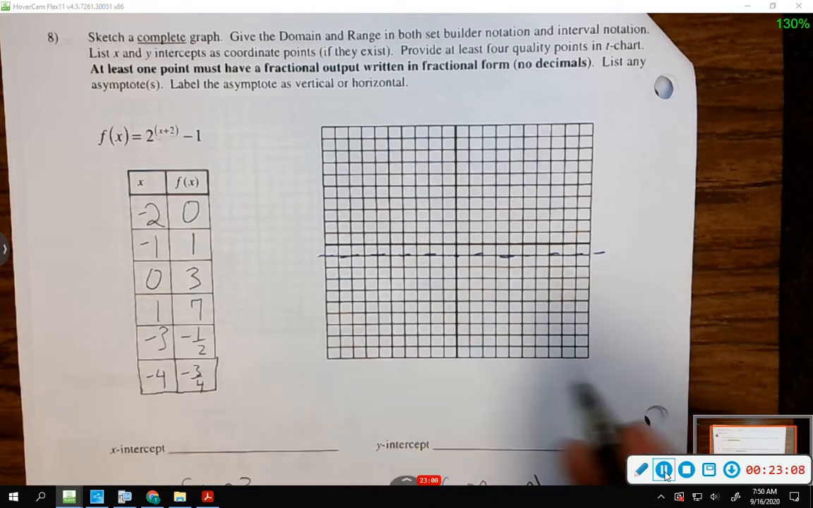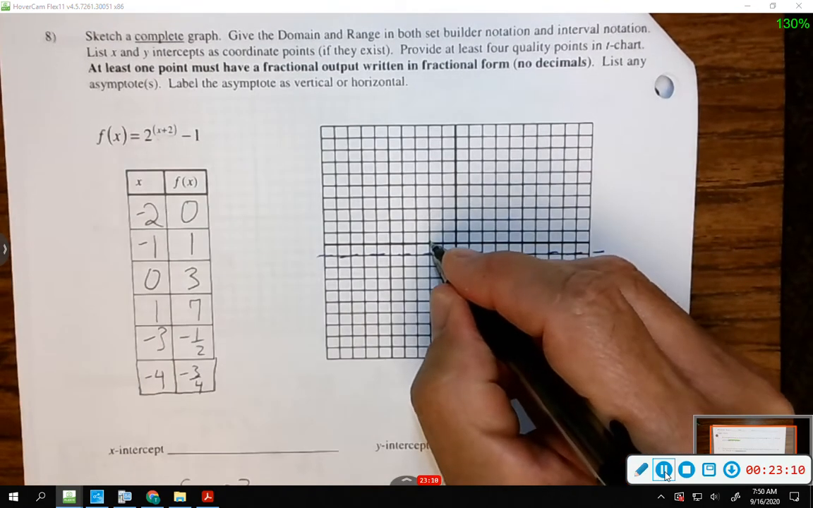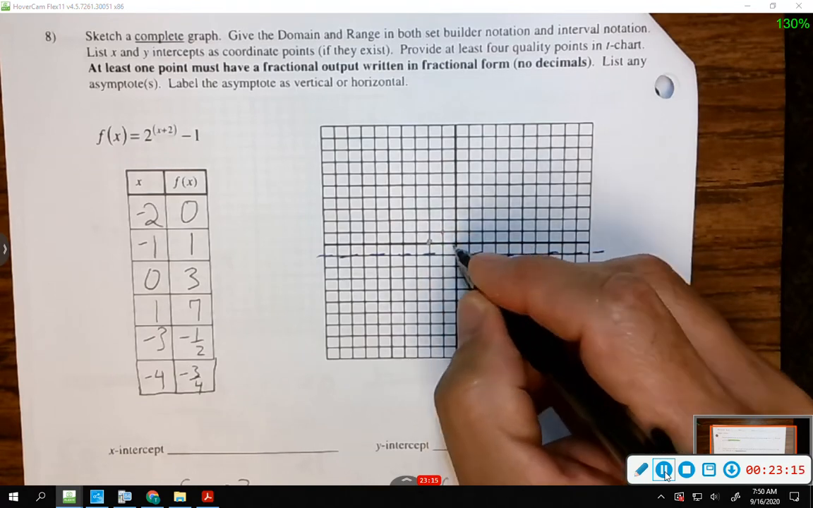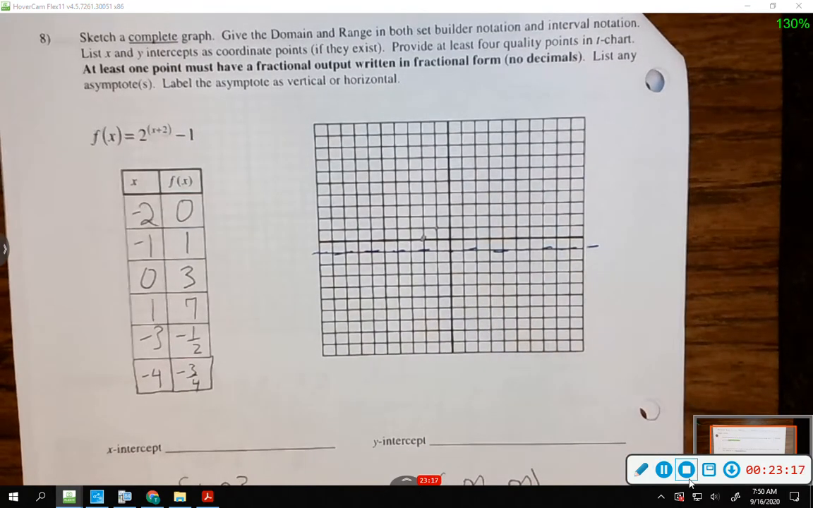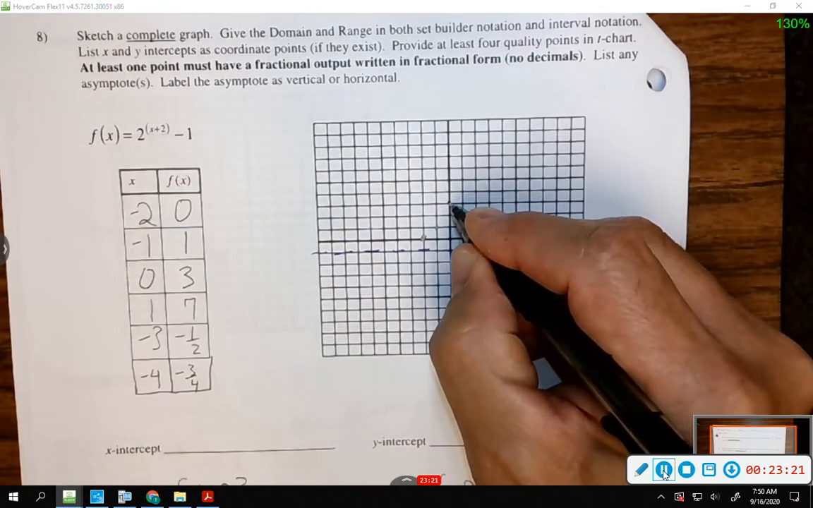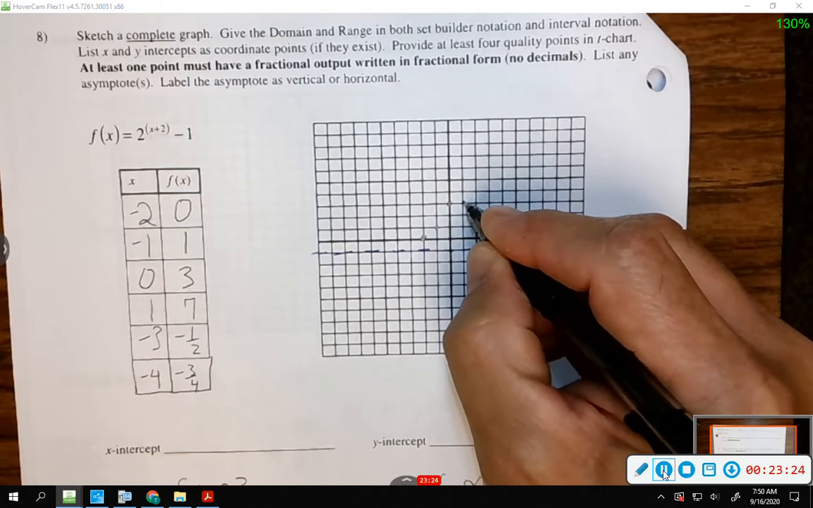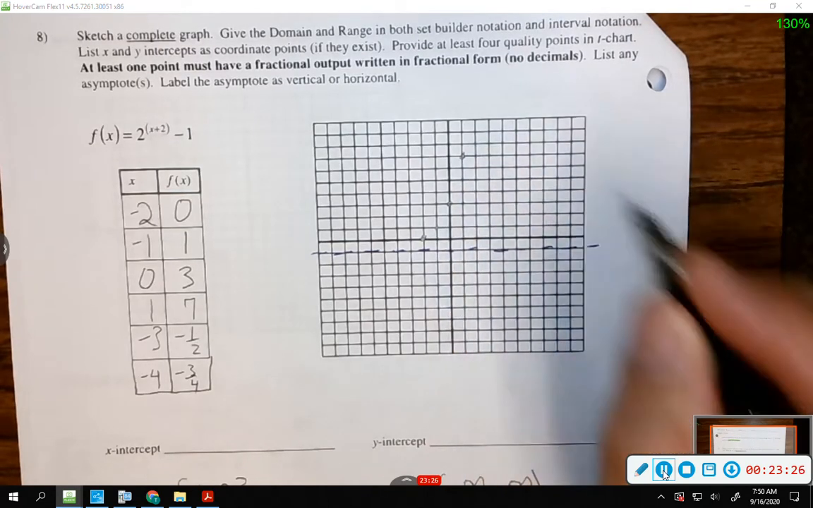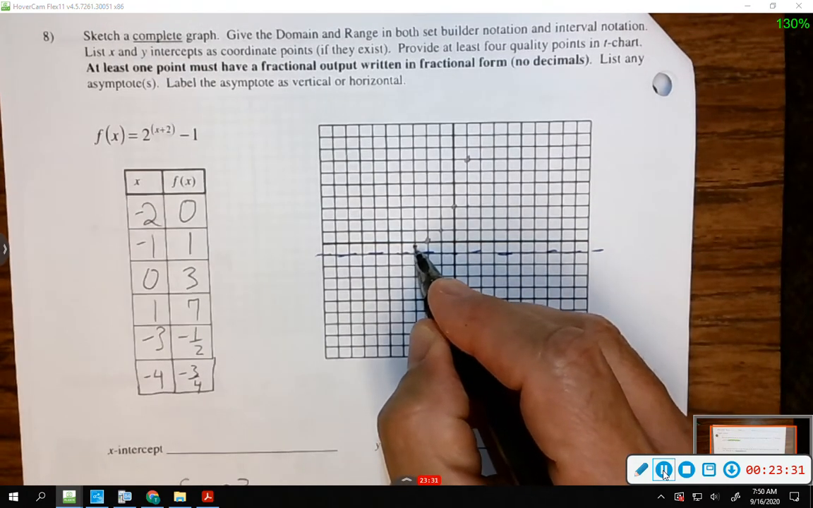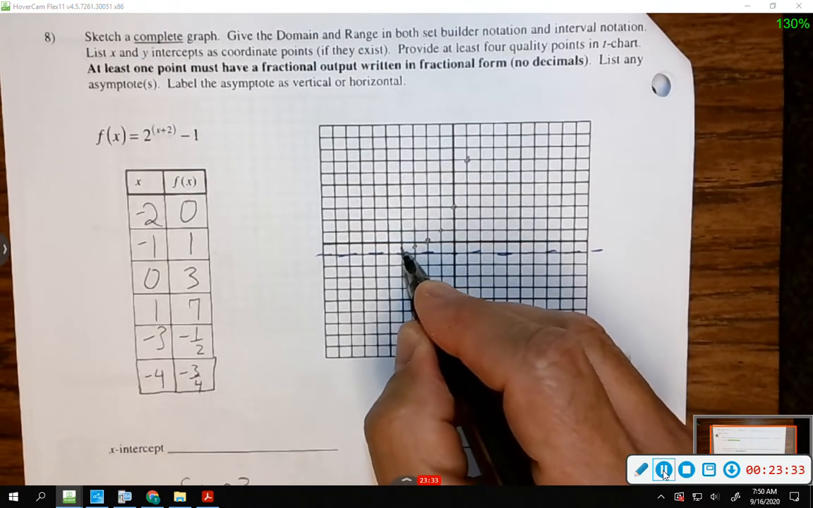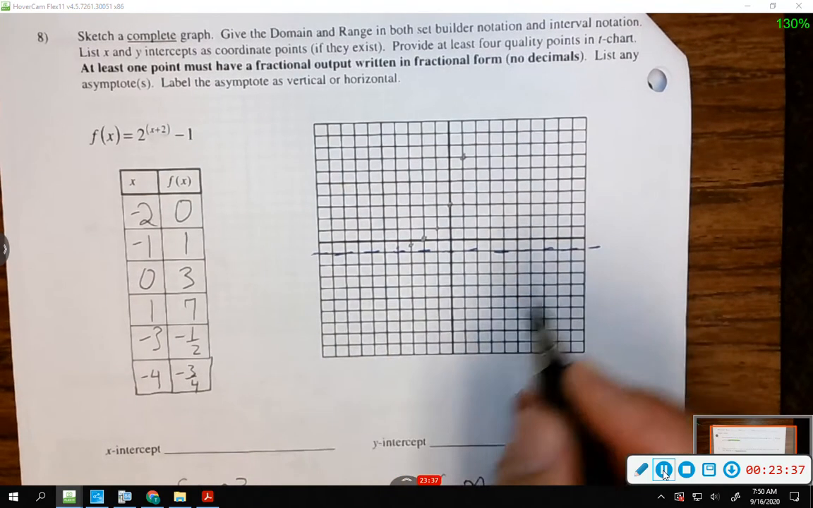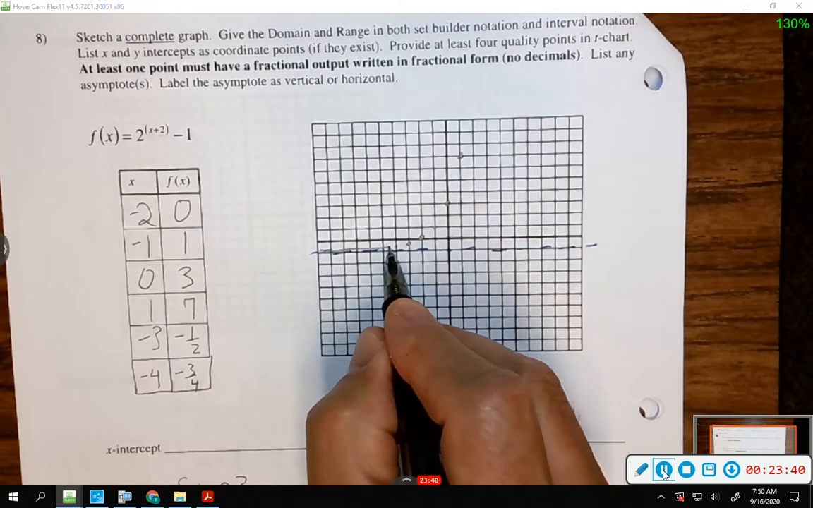Let's plot these points. Back 2, up or down 0. Back 1, up 1. Left or right 0, up 3. To the right 1, up 7. Now if I go back 3, I'm going down 1/2. If I go back 4, I'm going down 3/4. If I went back 5, down 7/8, down 15/16. It's getting closer and closer and closer to y equaling negative 1.